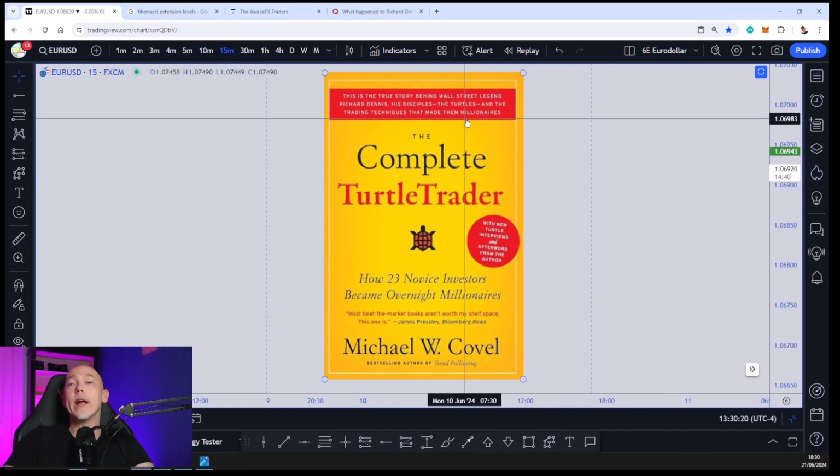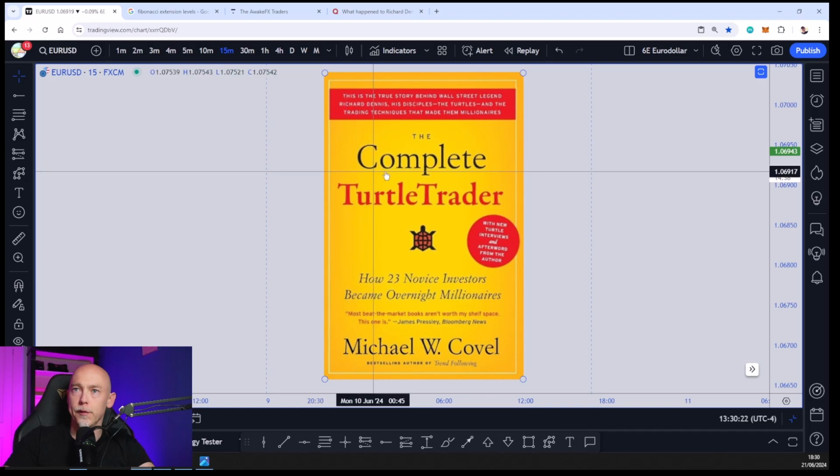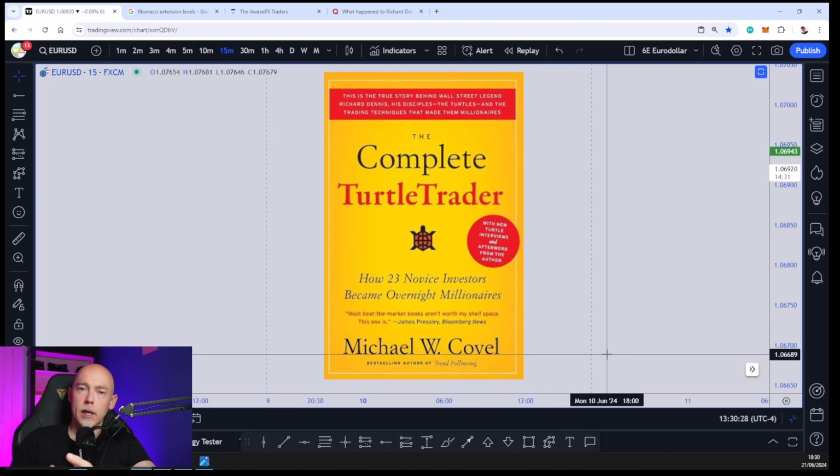First of all, guys, I'd like to recommend a book to read. I read this a good few years ago. It's called The Complete Turtle Trader. It's from a gentleman called Michael W. Covell. But the book is about Richard Dennis. Now, Richard Dennis was quite a famous trader in the 1980s. He was legendary in the fact that he taught a number of other traders his trading strategy, which was called the turtle trading strategy. And many of them went on to become millionaires. So it's a fascinating book. If you want to learn more about what the turtle trading strategy is, check out that book.